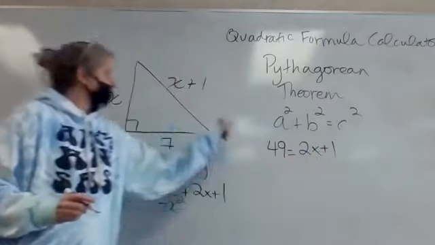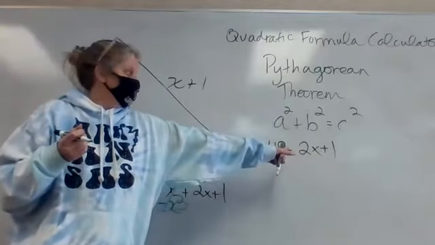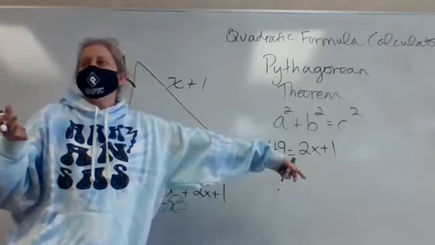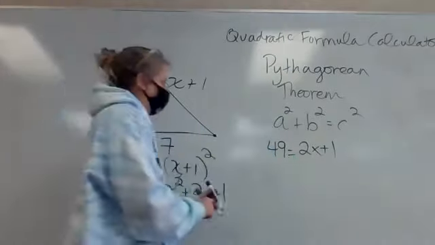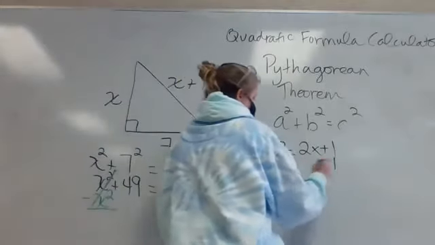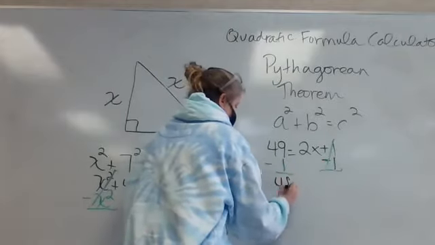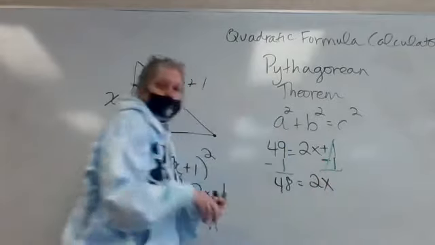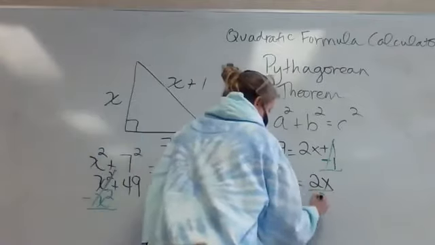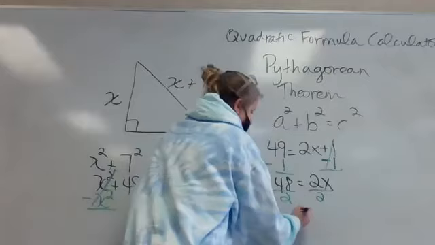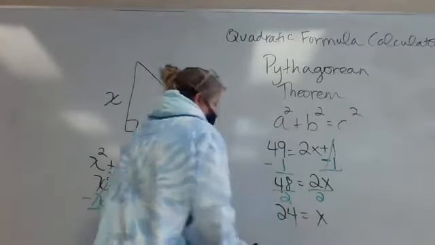So what am I trying to find? I'm trying to find x, right? Once the x squareds canceled, it became a linear equation, which means just get x by itself by isolating it. So subtract the 1. So 48 equals 2x, and divide by 2. So x equals 48 over 2, which is 24.